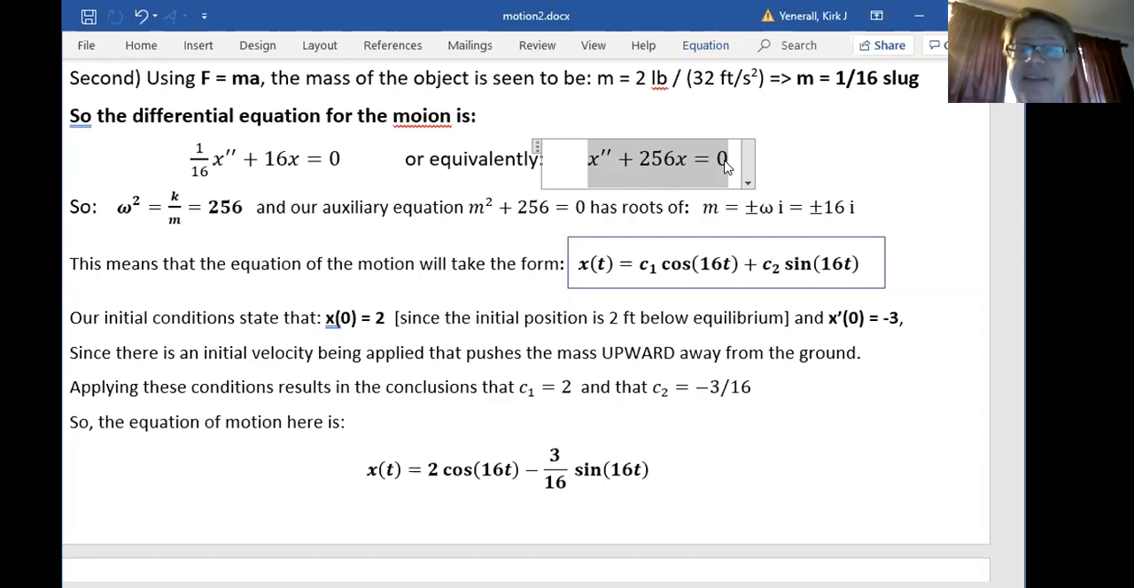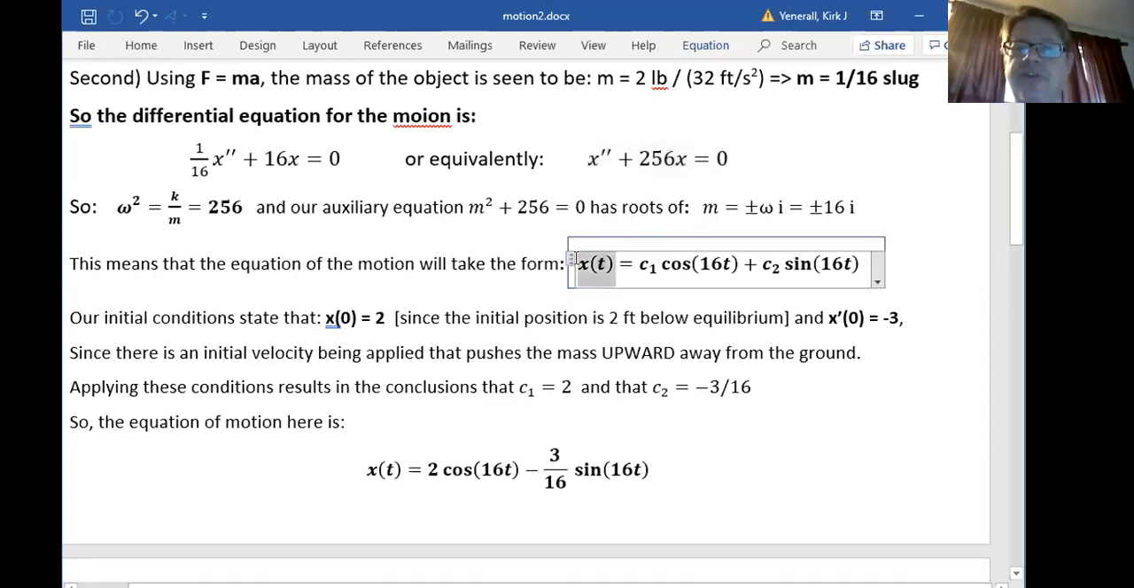It's 16. And so that means that our differential equation's solution is down here in the box, C1 times cosine of 16t plus C2 times the sine of 16t, coming from those roots of plus or minus 16i. Of course, that's the solution to the differential equation. What do we get when we apply our initial conditions?